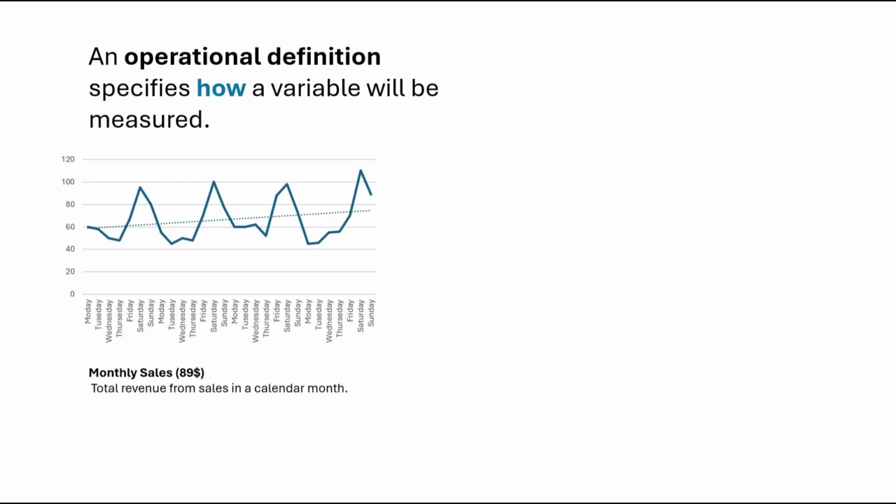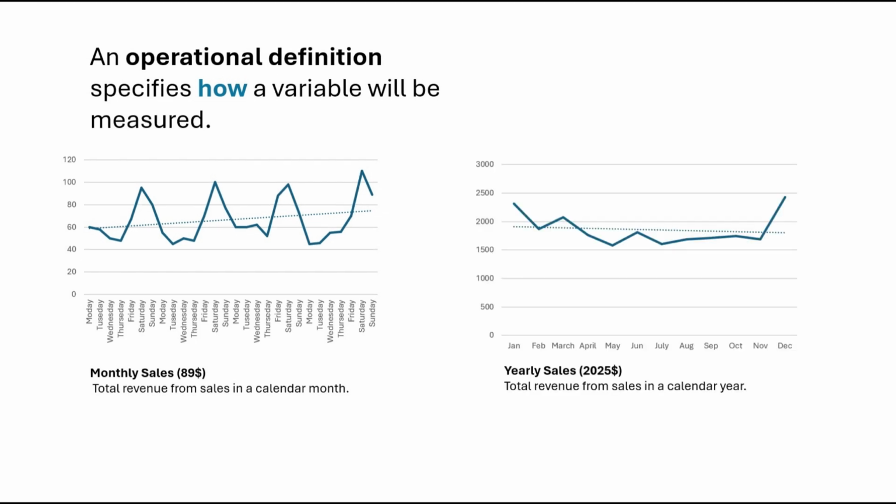An operational definition explains exactly how a variable will be measured. For example, if our variable is sales, we need to be clear about what we mean by sales. Are we measuring daily sales, weekly sales, or monthly sales? In this example, monthly sales means the total revenue from sales in one calendar month. This makes the variable clear and measurable. Yearly sales means the total revenue earned from sales in one full year. For example, instead of looking at sales day by day or month by month, the business adds all sales from January to December. This helps the business see its overall performance for the year and compare it with previous years.